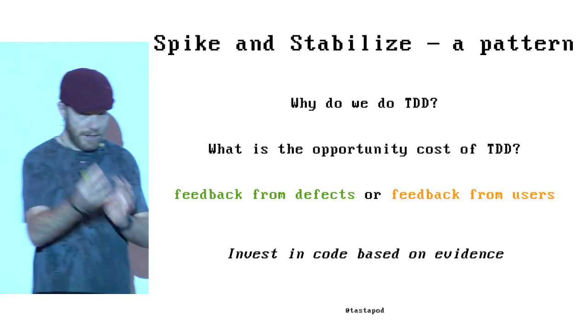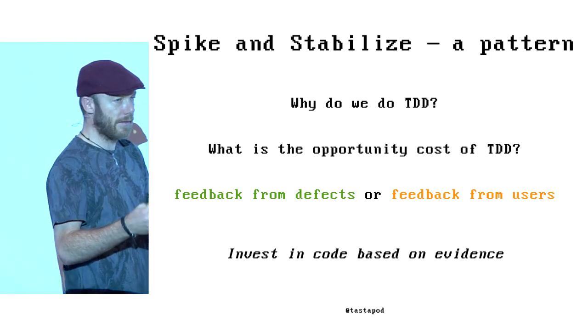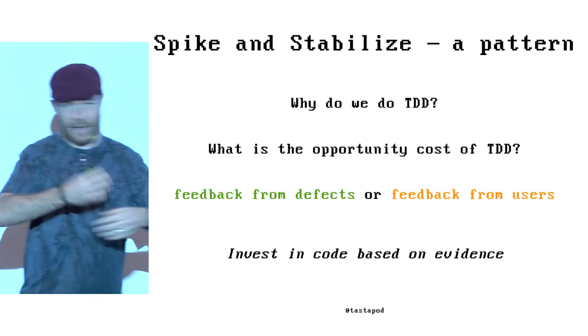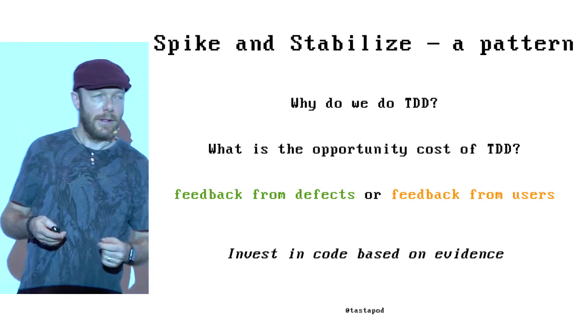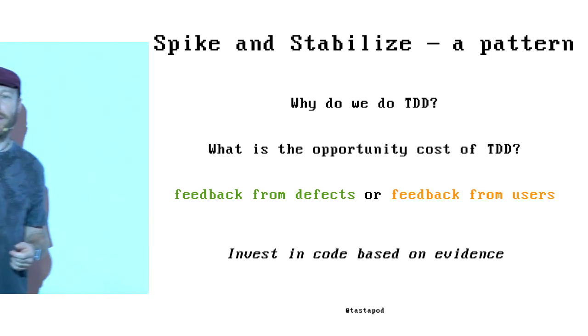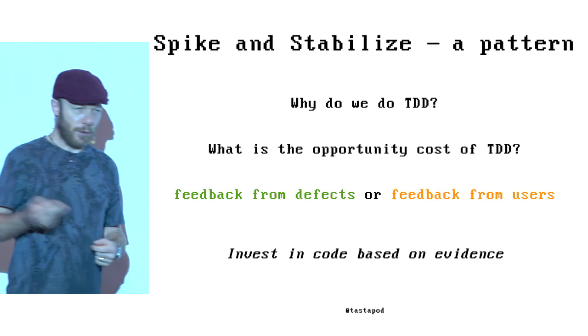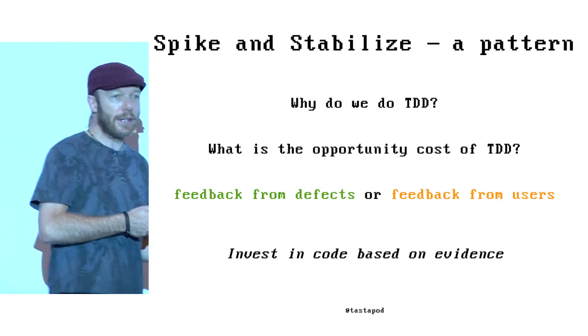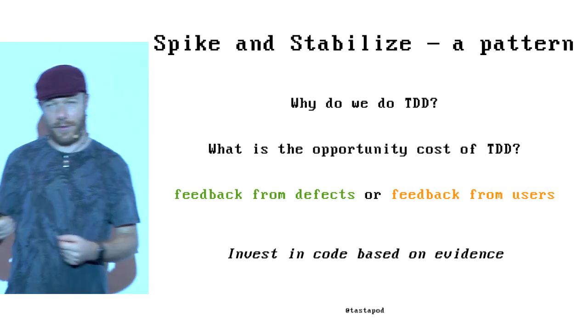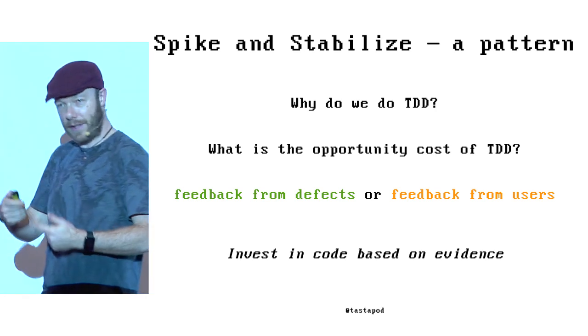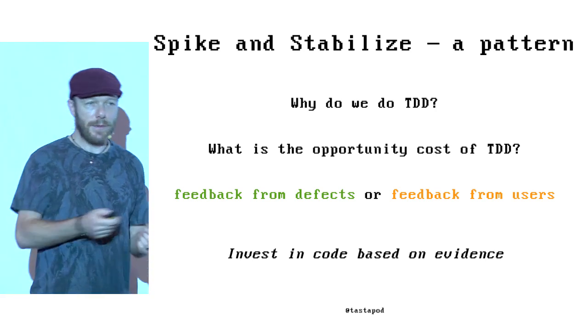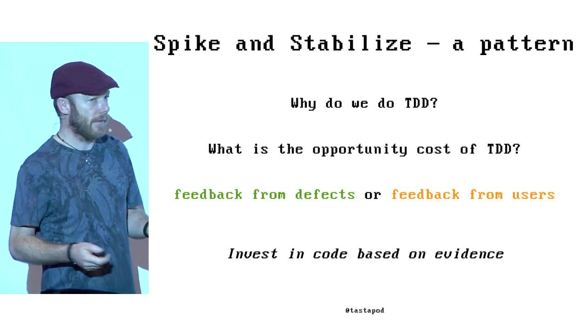So TDD is going to give me a really nice design, at least localized really nice design, and a lot of confidence, and spiking is just sketching in code, yeah? So what's the opportunity cost of TDD? So opportunity cost is, what are all of the other things I could be doing? Yeah, everything else I could have been doing while I were writing those tests for that code. So what I could have been doing is sketching out several different versions of this thing.